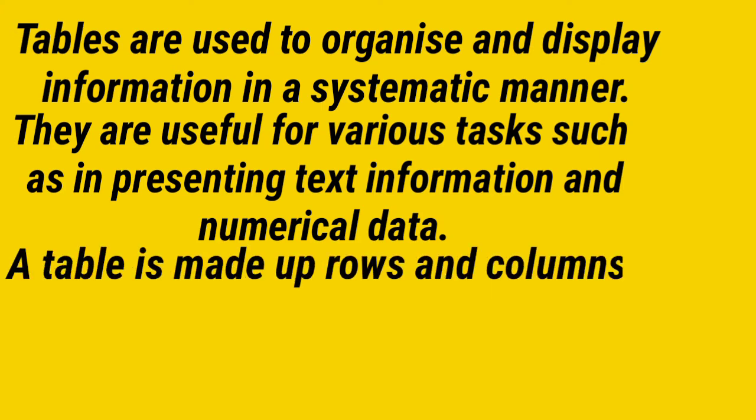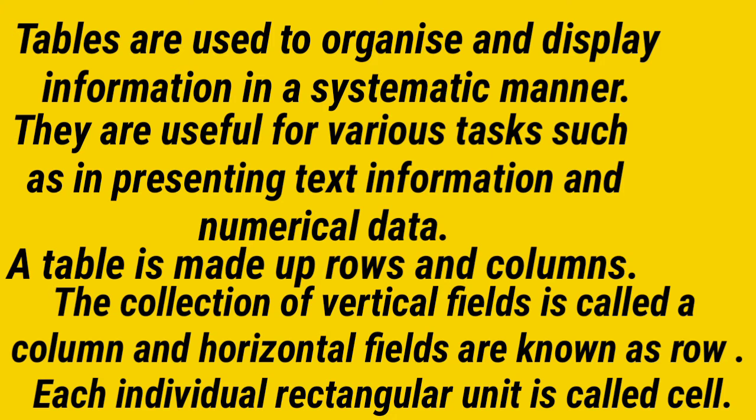A table is made up of rows and columns. The collection of vertical fields is called a column, and horizontal fields are known as rows. Each individual rectangular unit is called a cell.